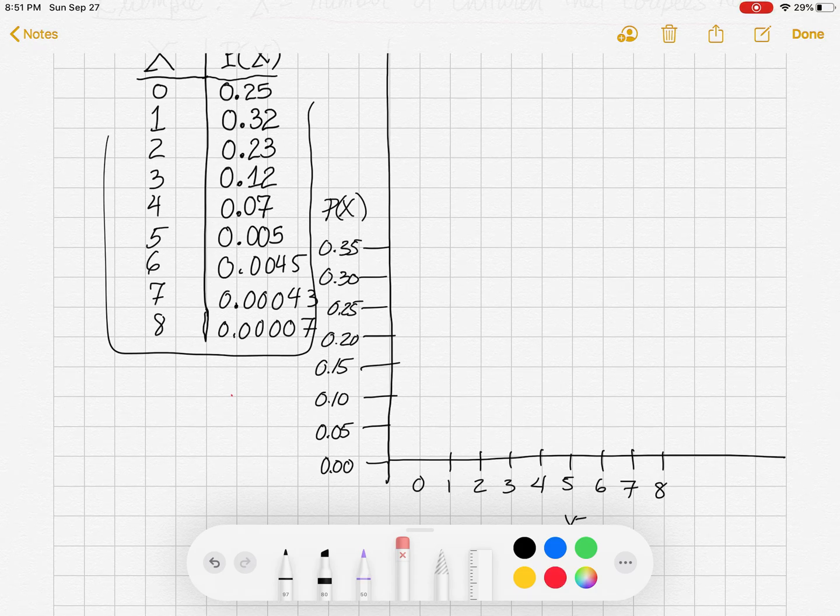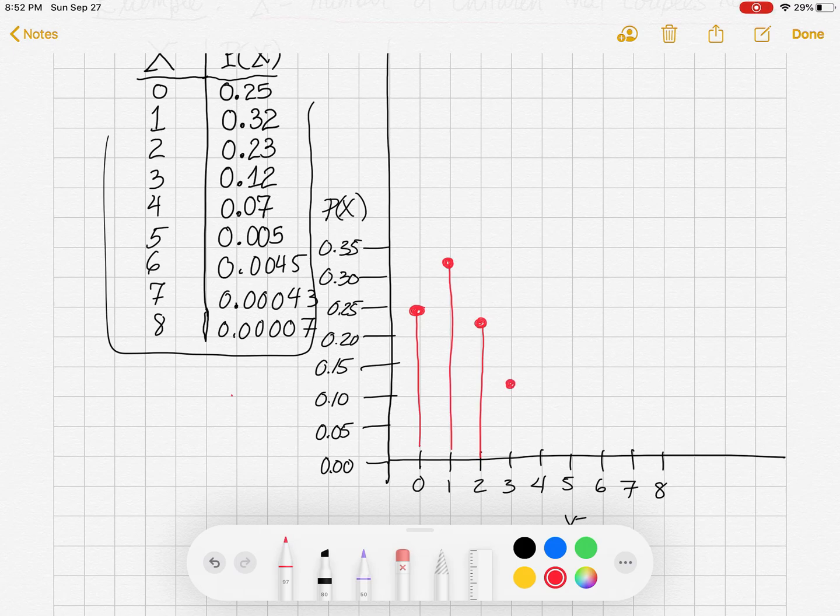So for 0, we got 0.25, right? So I'm going to go up here and put a line going up to 0.25, and then I'll put a little circle, like that, little dot. Okay, for 1, we have 0.32, so I'm going to go up here, almost halfway between 0.30 and 0.35. That's about 0.32. What about 2? 2, you have 0.23 as the probability. That's about right here. Draw a line down like that.